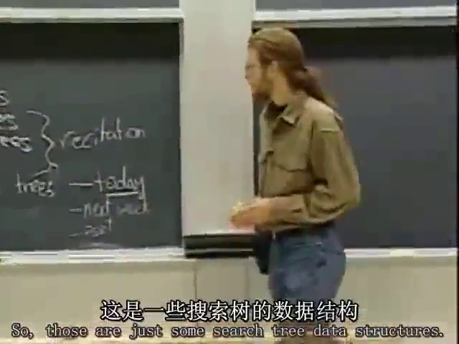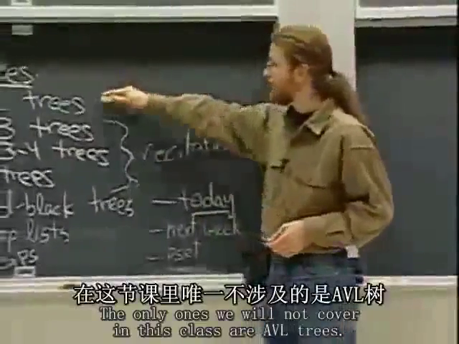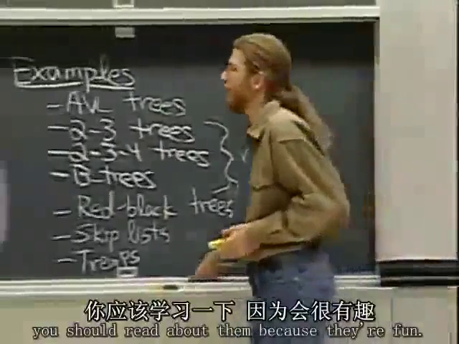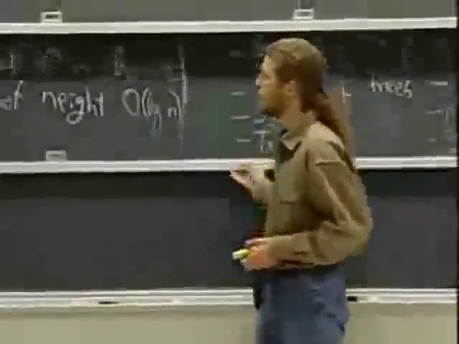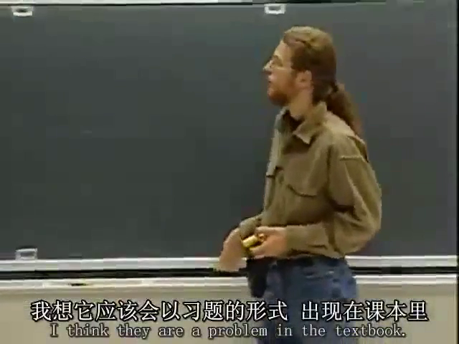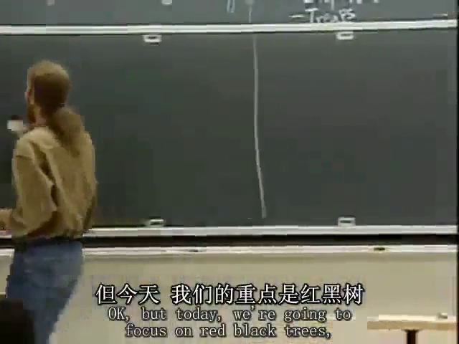So those are just some search tree data structures. The only ones we will not cover in this class are AVL trees. They're not too hard. If you're interested, you should read about them because they're fun. I think they're a problem in the textbook. But today we're going to focus on red-black trees.